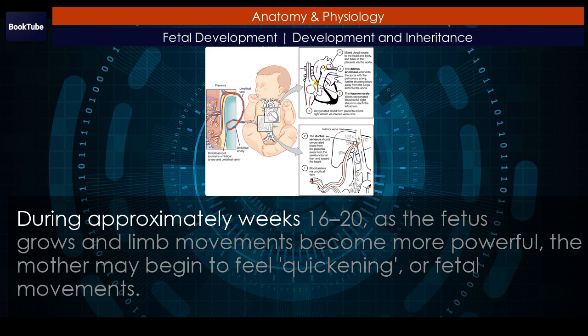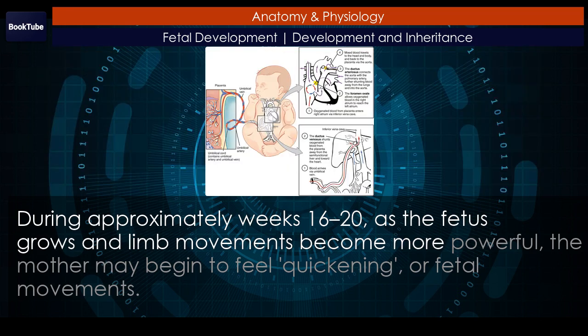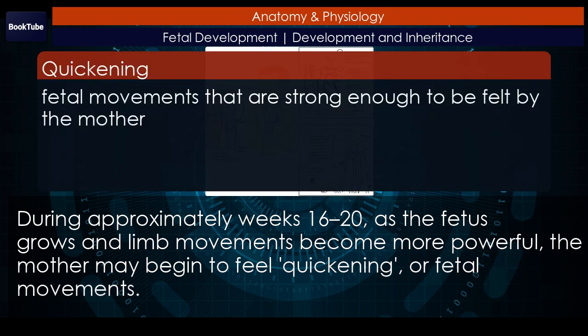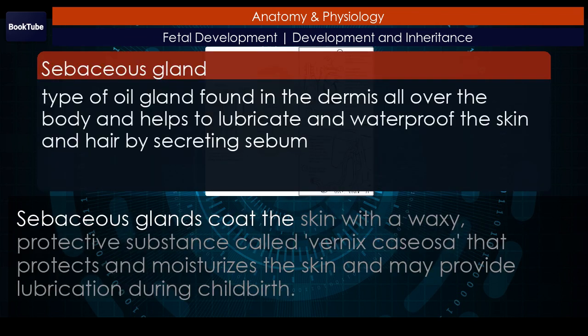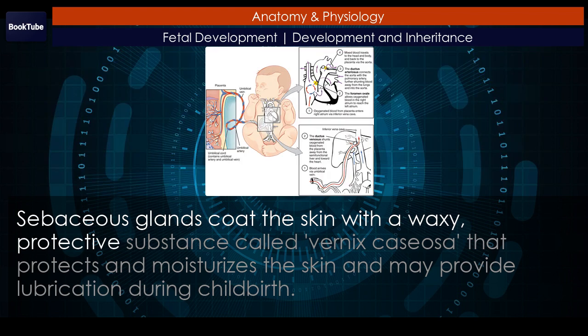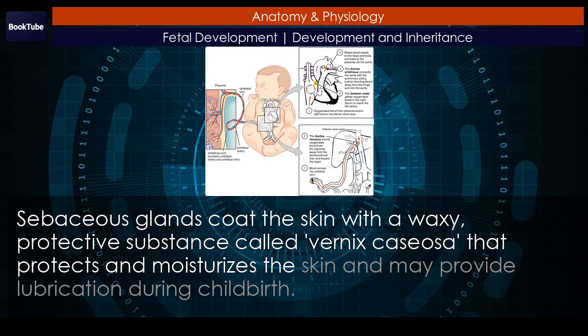During approximately weeks 16 to 20, as the fetus grows and limb movements become more powerful, the mother may begin to feel quickening, or fetal movements. However, space restrictions limit these movements and typically force the growing fetus into the fetal position, with the arms crossed and the legs bent at the knees. Sebaceous glands coat the skin with a waxy, protective substance called vernix caseosa that protects and moisturizes the skin and may provide lubrication during childbirth.